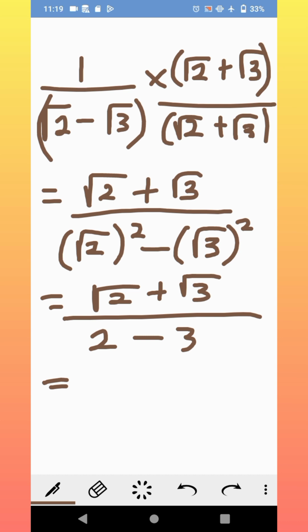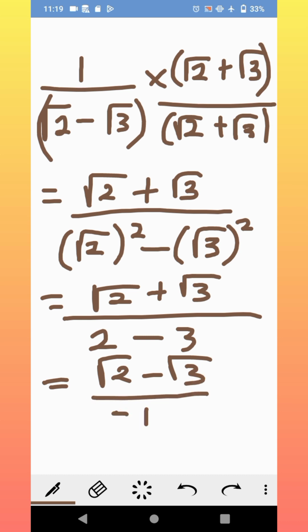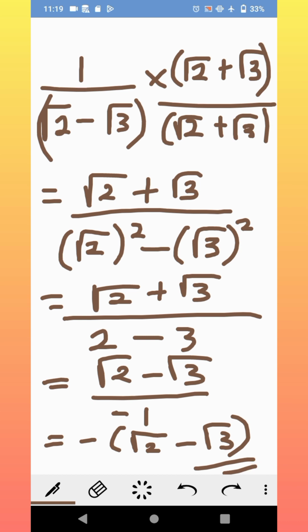All right, so we simplify. We have root 2 plus root 3 in the numerator, and our denominator will be minus 1. If it's minus 1, finally we put the minus up and put the expression at the numerator in the bracket, and this is where we can stop for now.